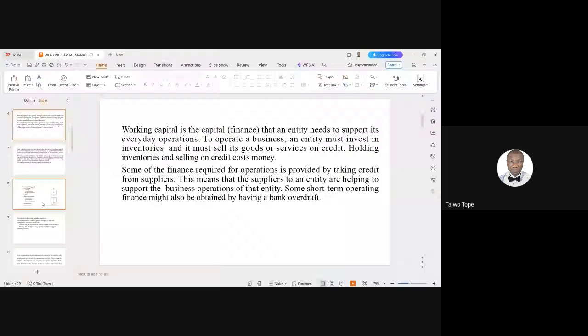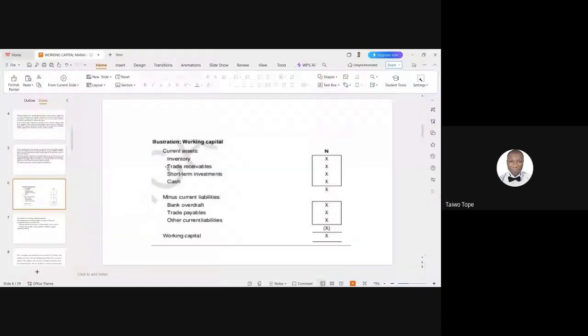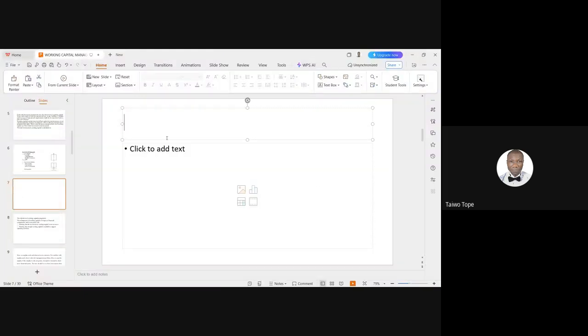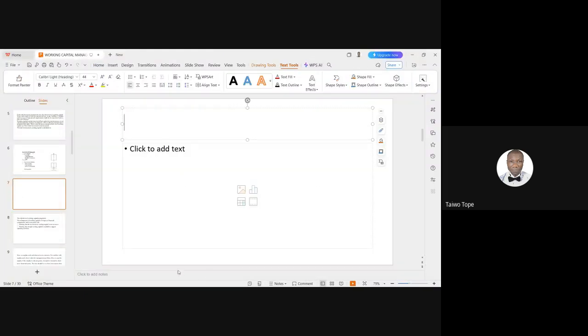So from the slide, this is working capital: your current assets less your current liabilities. If you look at the ICAN study pack, you discover that there is not much difference between what is being discussed in PM and in financial management with regards to this.